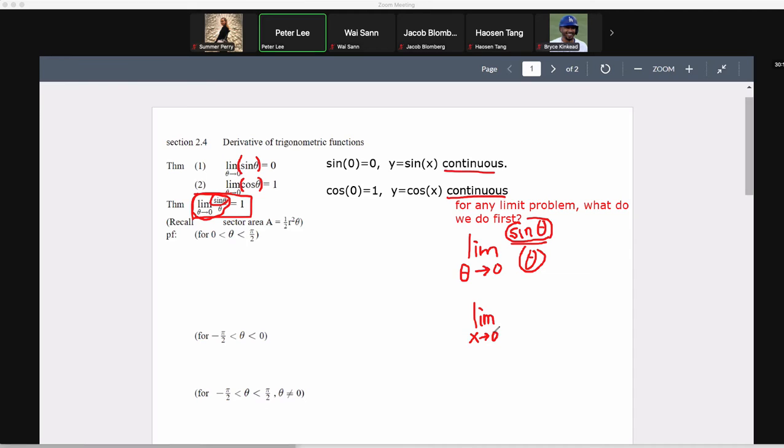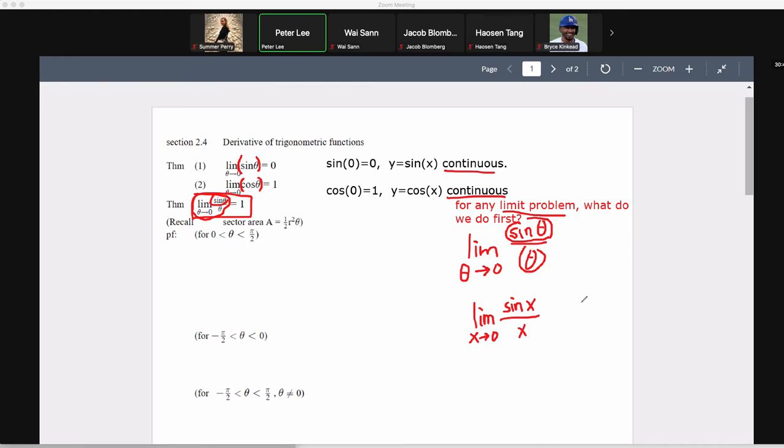So we write it this way: the limit as x approaches 0 of sine x over x. You will see the problem in x instead of theta. Whether we write x or theta, they are exactly the same problem, as long as the letters match. So how do you evaluate the limit of sine x over x as x approaches 0? For any kind of limit problem, what do we do first? Can you tell me?